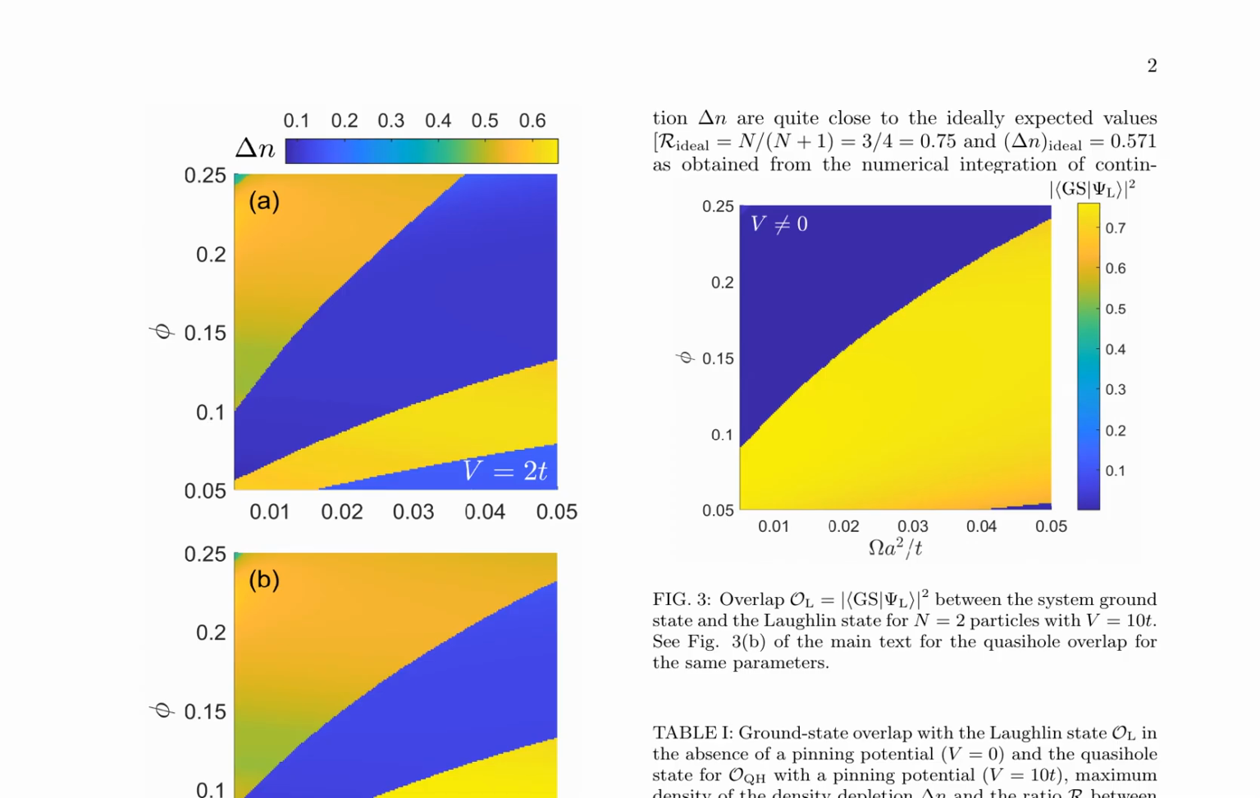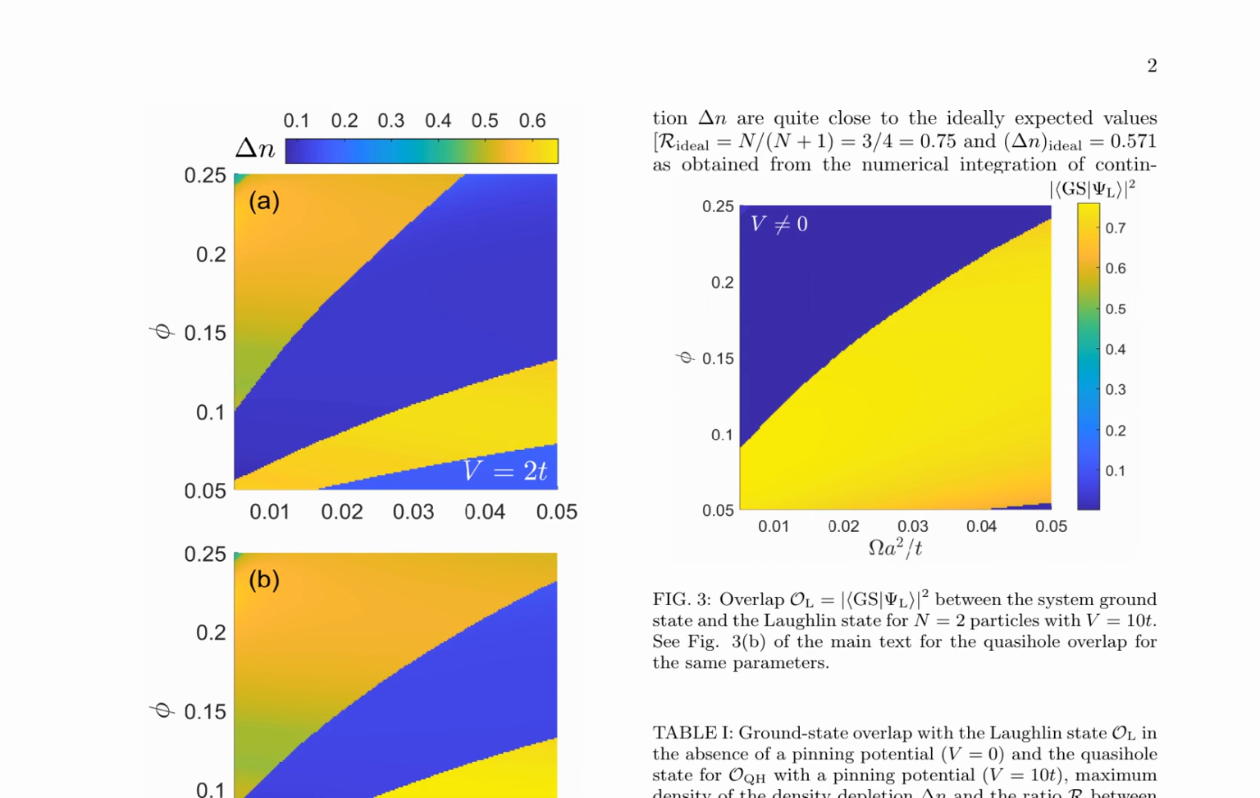The authors present results for 3 particles in a 13 by 13 lattice with hardcore interactions, examining the maximum density depletion delta n in the plane of harmonic trap strength omega and flux quanta per unit cell phi with varying pinning potential strengths V for n equals 2 particles. Figure 2 displays the maximum density depletion delta n for different pinning potential strengths V equals 2T and V equals 50T.